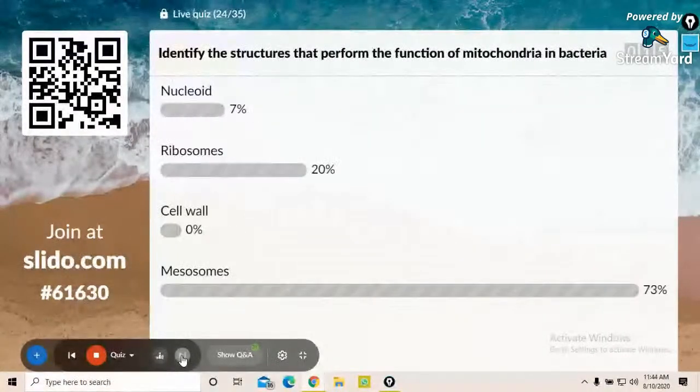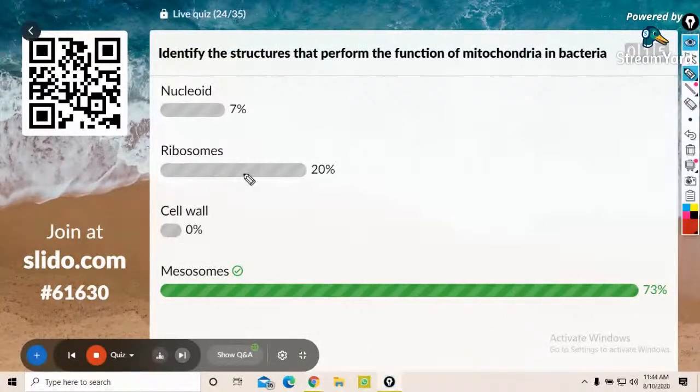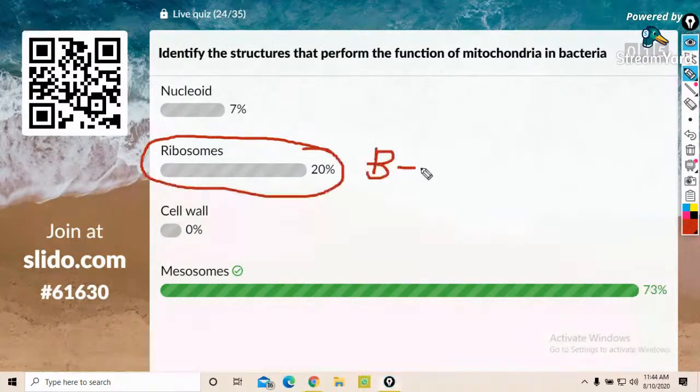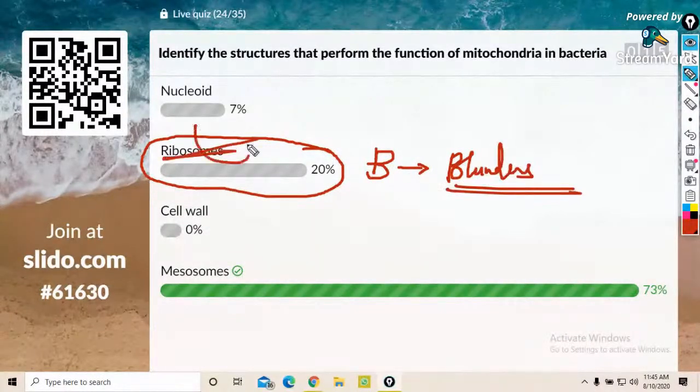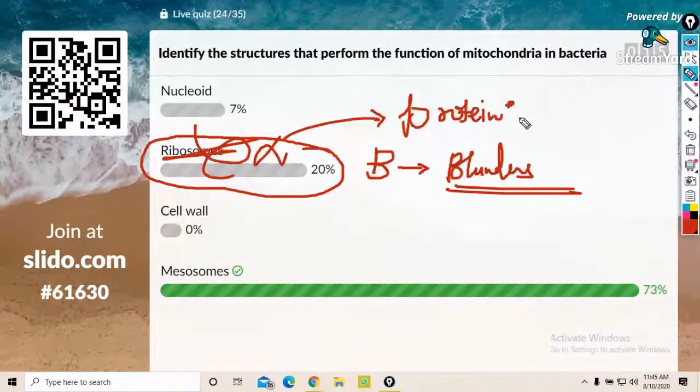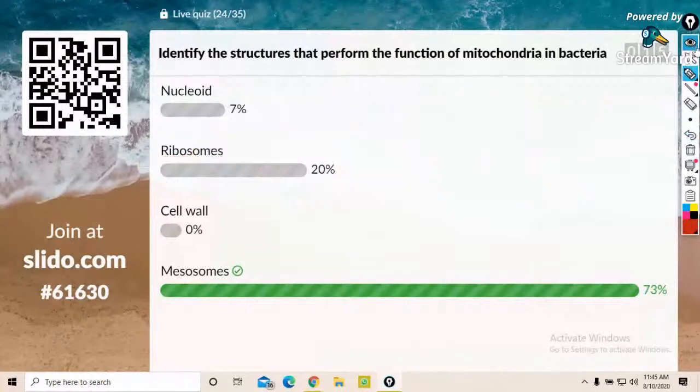Absolutely, it is mesosome. A for apple, we say A for apple, and B for not ball, B for blunter. Ribosome, what is this? Ribosome provides the function of protein synthesis, right? Then also clicking ribosome as the answer for the question.